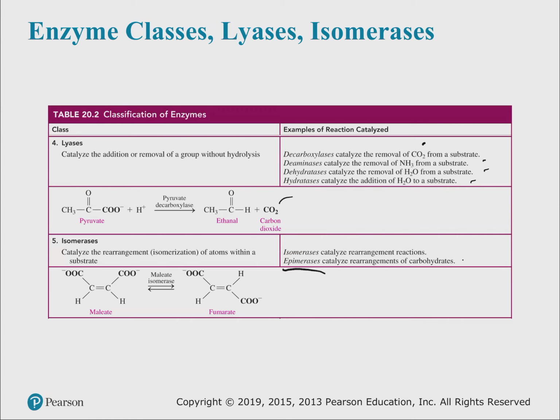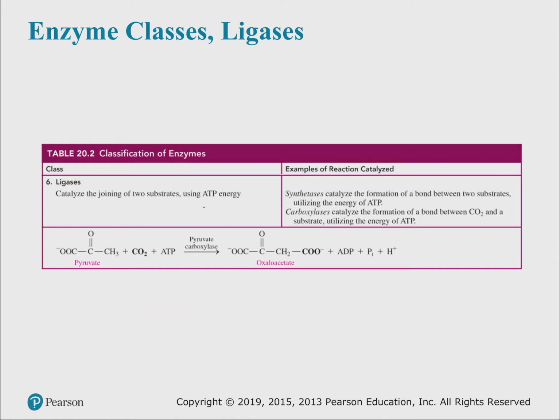Epimerases are actually the ones that rearrange carbohydrates, and isomerases would just be rearrangement in general. So this is an isomerase case. We've got maleate turning into fumarate, and all that's changed here is we've got a cis turning into a trans. So isomerases are rearrangers, and then we've got ligases.